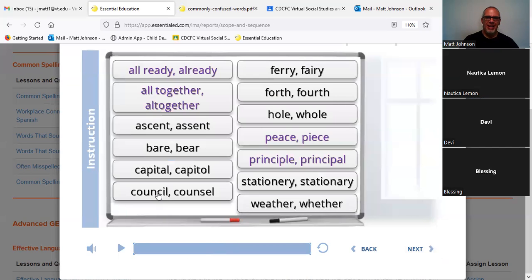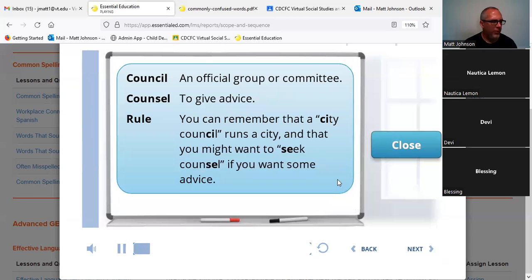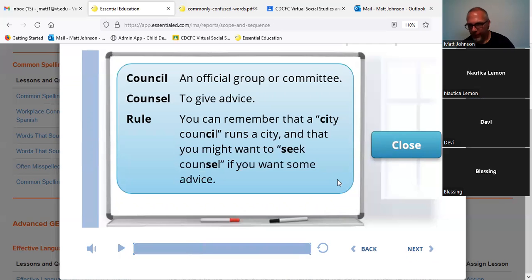And council and counsel. Council, spelled C-O-U-N-C-I-L, means an official group or committee. Counsel, spelled C-O-U-N-S-E-L, means to give advice. You can remember that a city council runs a city, and that you might want to seek counsel if you want some advice. Legal counsel is where you'll encounter that a lot. So that is S-E-L. That was part of his legal counsel, or a counsel.